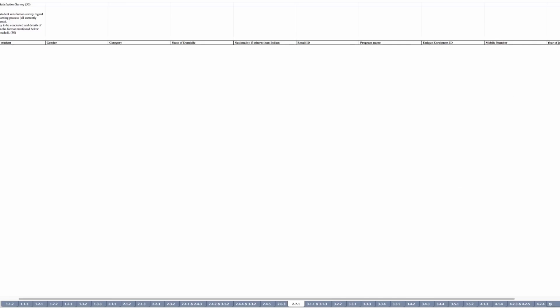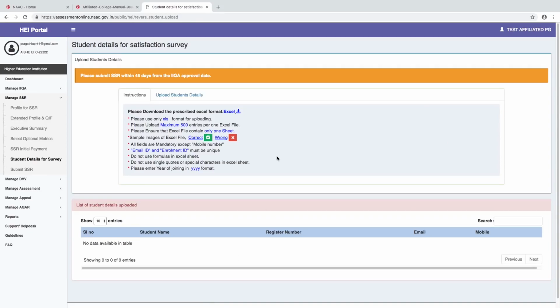There should not be any change of the format that has been provided by NAAC, and with this there should be 215 entries of data. There can be repetition of names, which is obviously possible, but the email address provided to the students should be unique. We have a software capability to remove the repeated student email addresses, and when we upload the data, we require minimum 60% and above data of the student details, without which our system will not allow for the submission of the SSR.